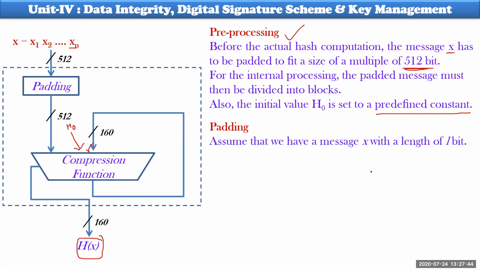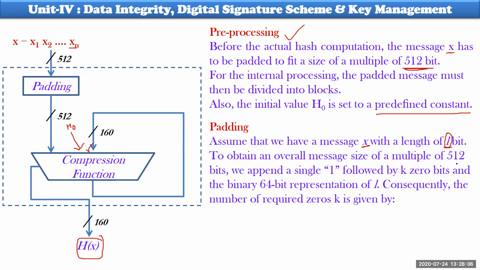Listen very carefully regarding this padding. Your message X has a length of L bits. I'll give you an example also, then you can understand very easily. To obtain the size of 512 bits, you append a single one, followed by K number of zeros. This single one and K number of zeros depend on your message. As I just told you, if you have 448 bits, there is no K number of zeros and one, so they are not appended. You have only the 64-bit representation of L taken, that's all.